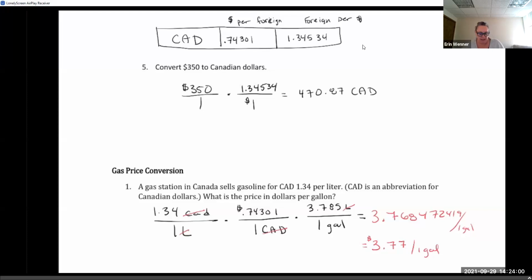So questions about that gas conversion, or any more monetary conversions. We're going to switch gears from this point and deal with other types of unit conversions. But I don't want to move on from money conversions if there are any more questions about it. Okay.